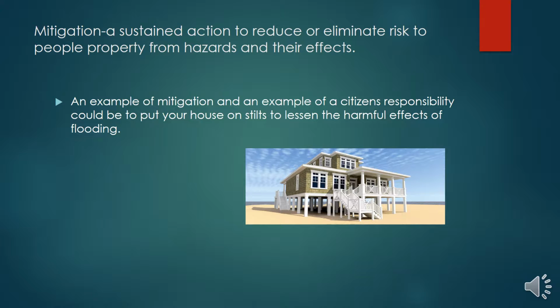Mitigation is defined as a sustained action to reduce or eliminate risk to people and property from hazards and their effects. An example of mitigation, and an example of a citizen's responsibility, could be to put your house on stilts to lessen the harmful effects of flooding.